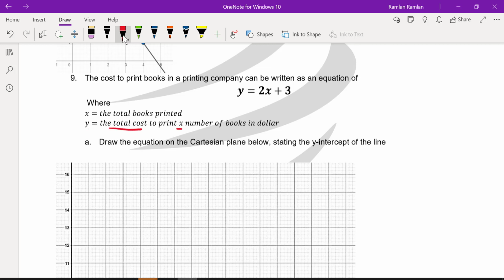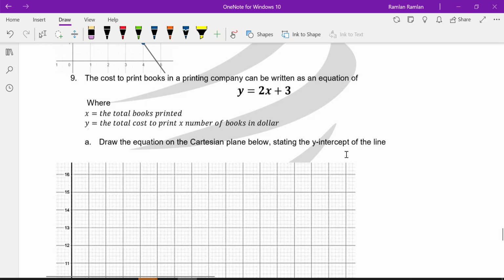So if I want to print just one book, just substitute this into one book and you'll get the cost for printing that one book. Okay, so the first question is, draw the equation on the Cartesian plane below, stating the y-intercept of the line.